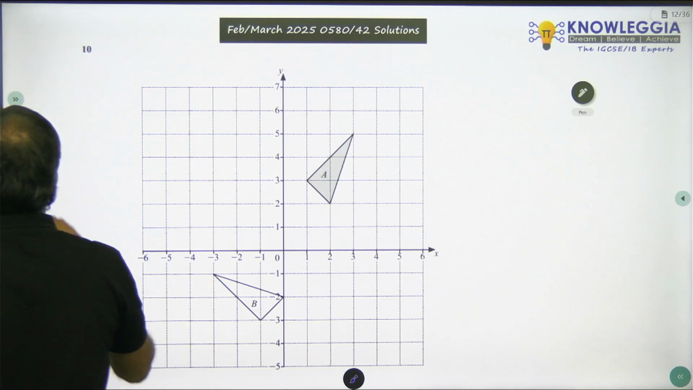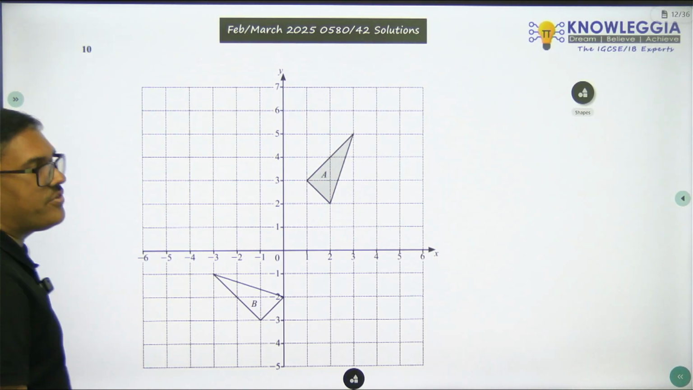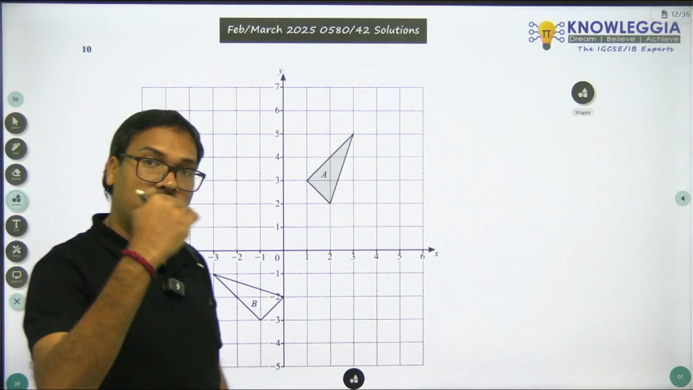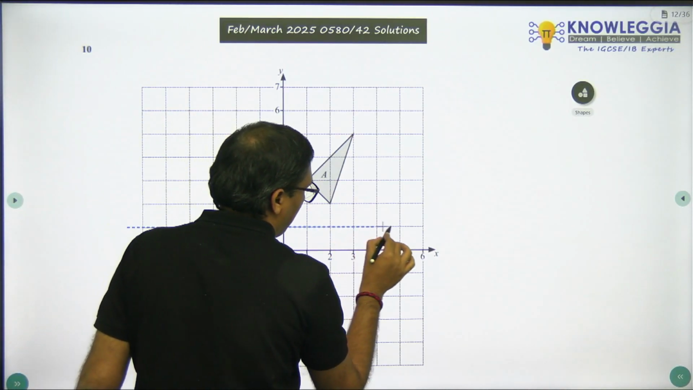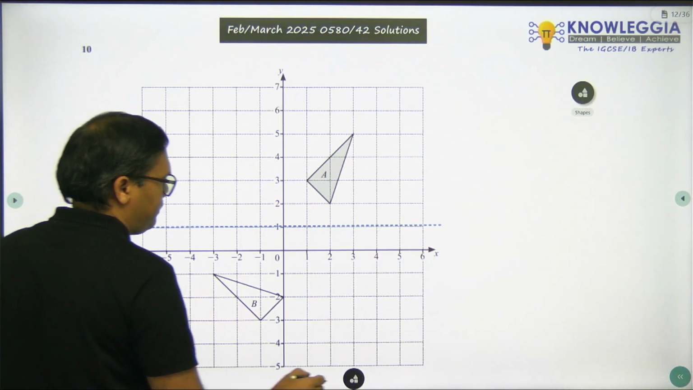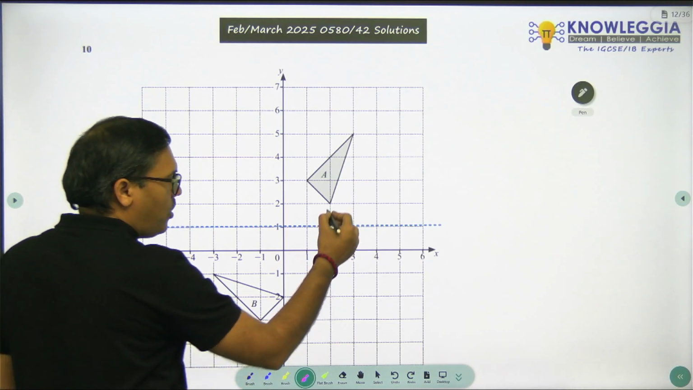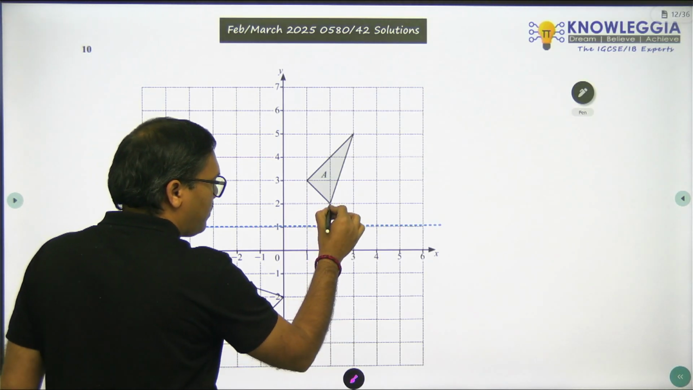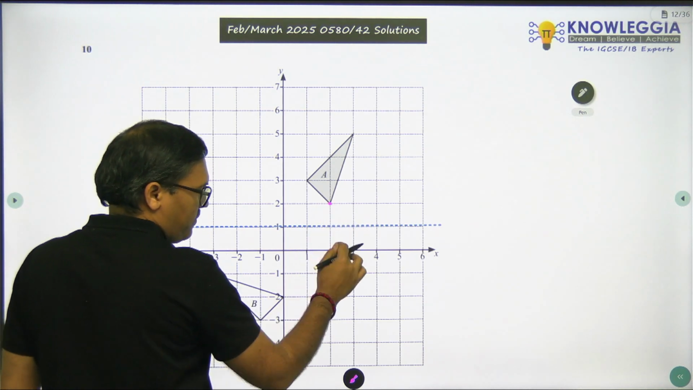If I draw y equal to 1, this is the line y equal to 1, which is a horizontal line, like this. So we have to draw the image in this. Now, if you have to draw the image of A, all these points will be equidistant. This point is 1 unit up, so it will become 1 unit down. So this point will come here.